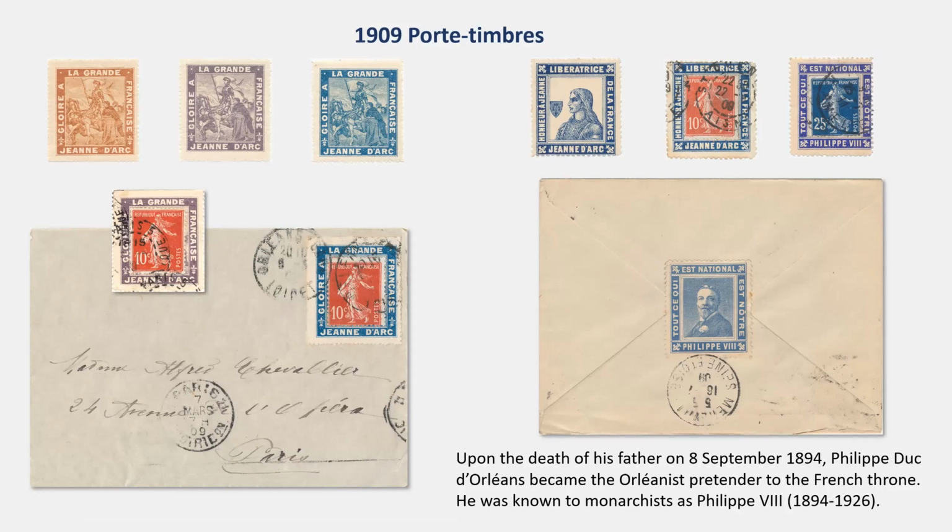to promote Philippe VIII, because as I put down here, upon the death of his father, the Duke of Orléans became the Orleanist pretender to the French throne, and he was known somewhat prematurely to monarchists as Philippe VIII, and there were vignettes and porte-timbres produced promoting him as a future monarch, but it's not really Joan of Arc. The fact it's Orléans, the fact it was printed by Marcel Marron, I've included it on the page.